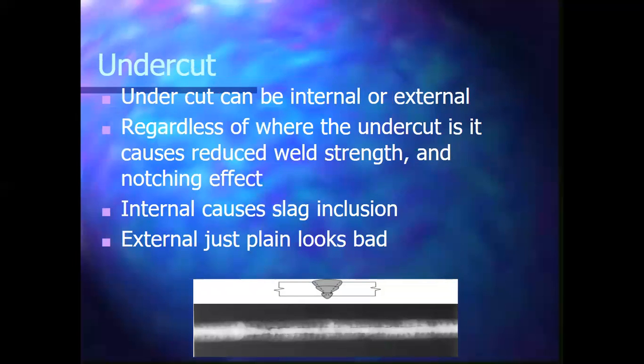So undercut. We have kind of talked about undercut a little bit. That's when we weld quickly. The arc force removes some steel from the plate, but we don't quite fill it back in with our filler metal. It is a major weld defect and probably one of the most common.